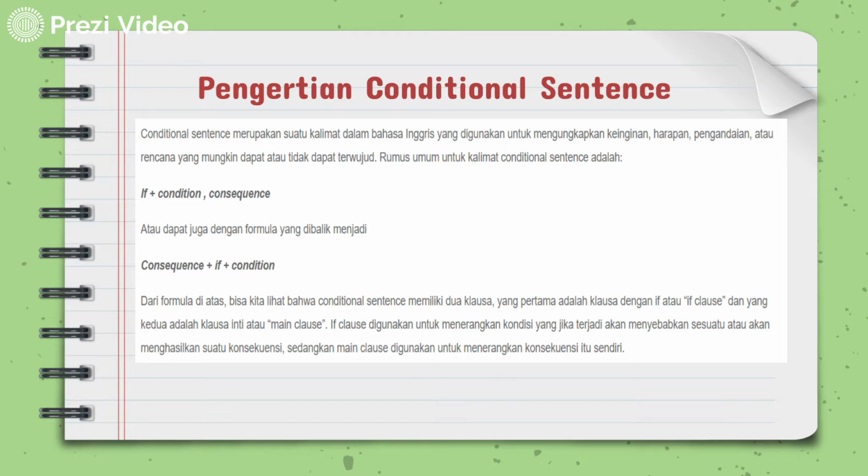Dari formula di atas, bisa kita lihat bahwa conditional sentence memiliki dua klausa. Yang pertama adalah klausa dengan if atau if clause, dan yang kedua adalah klausa inti atau main clause. If clause digunakan untuk menerangkan kondisi yang jika terjadi akan menyebabkan sesuatu atau akan menghasilkan suatu konsekuensi. Sedangkan main clause digunakan untuk menerangkan konsekuensi itu sendiri.